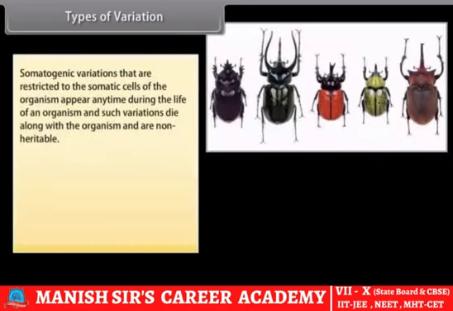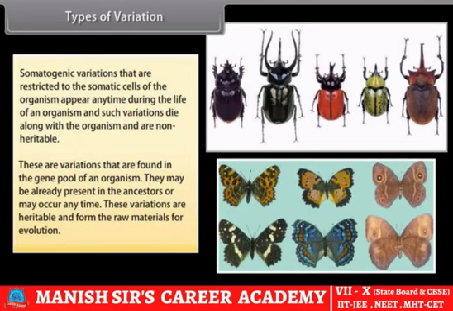Somatogenic variations are restricted to the somatic cells of the organism, appear any time during the life of an organism, and such variations die along with the organism and are non-heritable. Germinal variations are those found in the gene pool of an organism. They may be already present in the ancestors or may occur any time. These variations are heritable and form the raw materials for evolution.